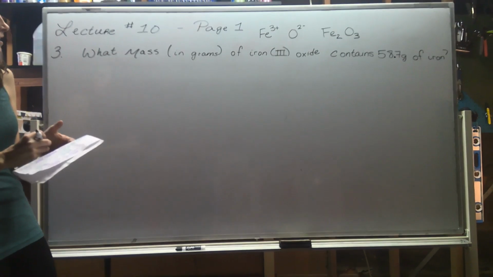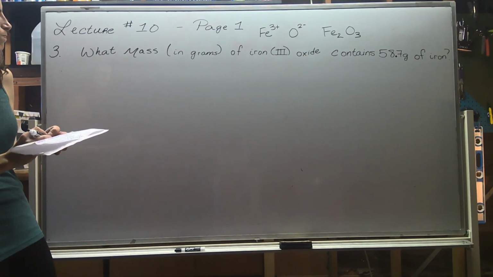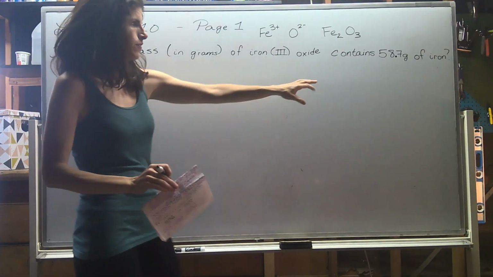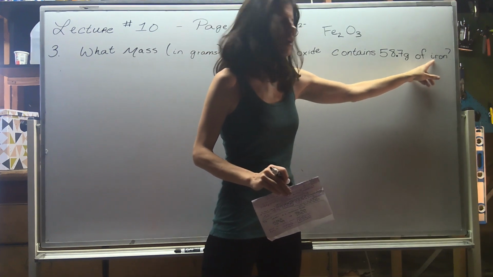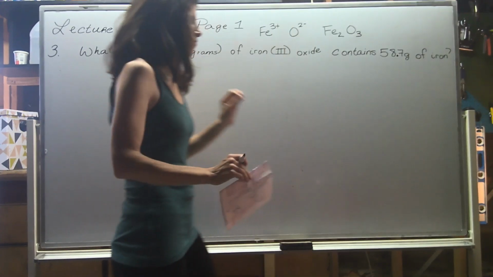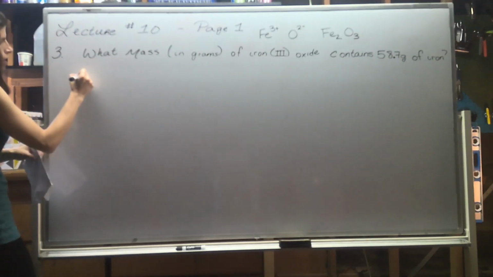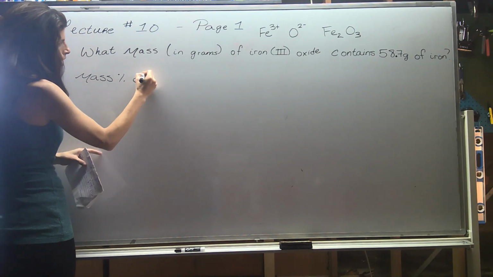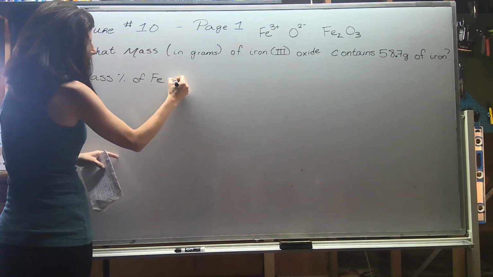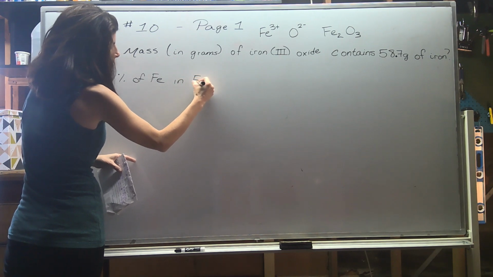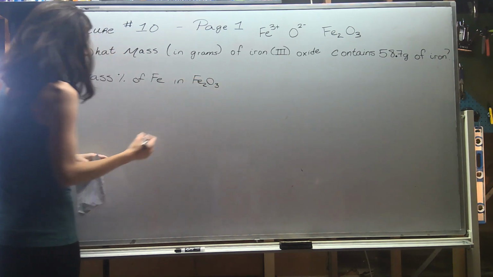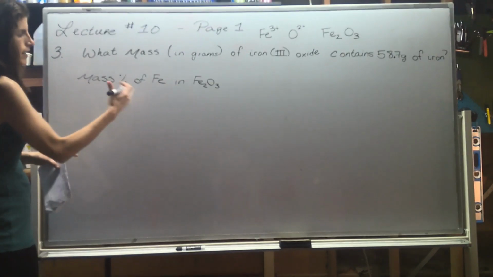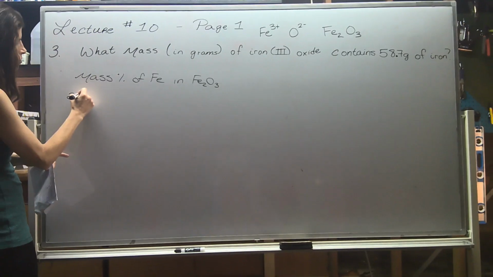The problem is asking us to figure out what mass in grams of this compound has the 58.7 grams of iron. So I'm really honing in on the iron here. For this problem, I need the mass percent of iron in the iron oxide. Just like our previous 2 problems, we're going to start that by calculating the molar mass. So we have 2 irons.